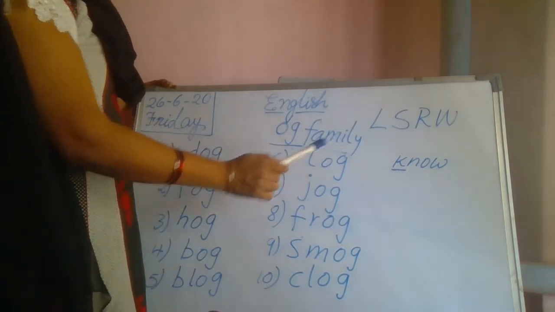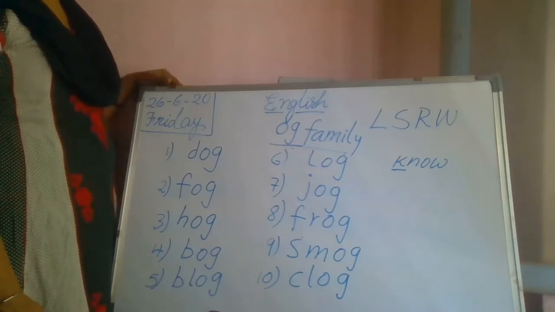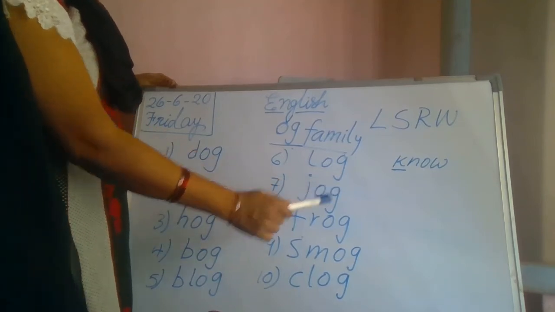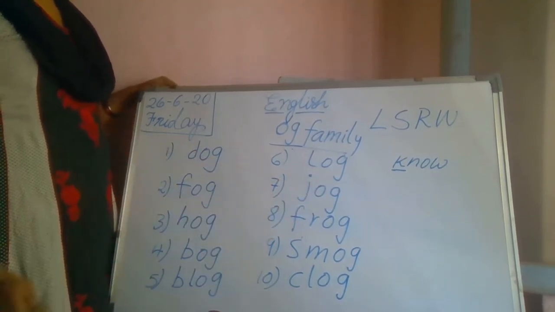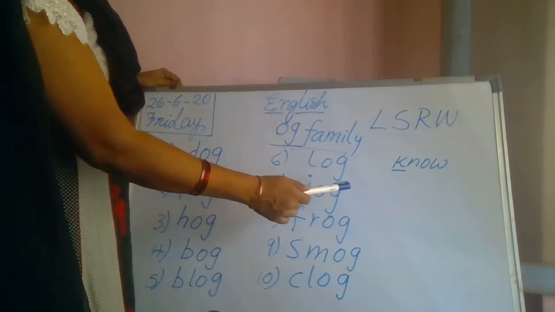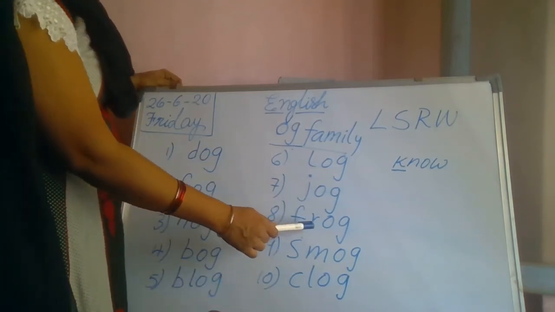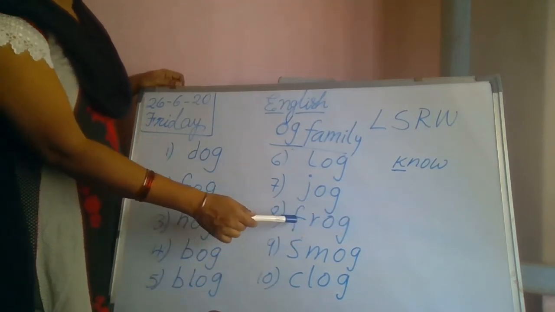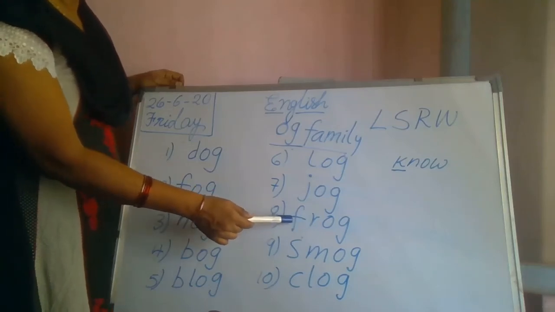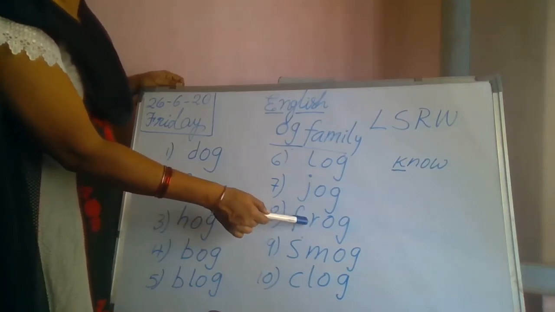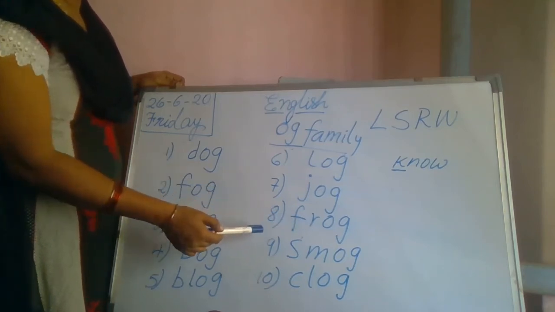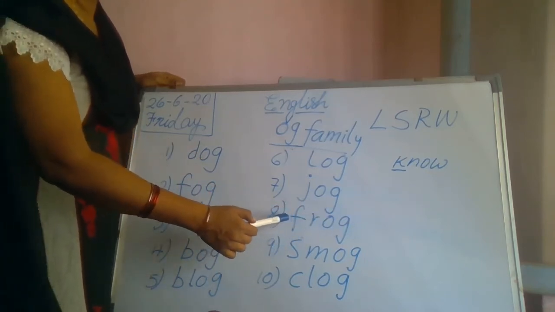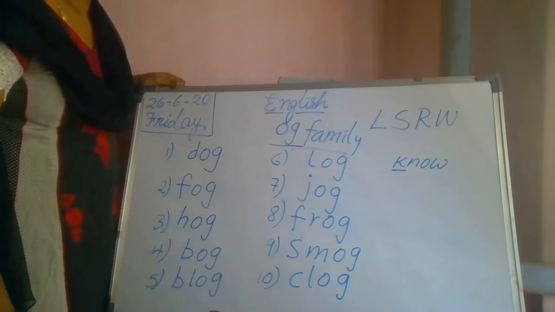L O G, log. What is the pronunciation? L O G, log. J O G, jog. Jogging. F R O G, frog. See, F R, fra. F gives the fa sound and R gives the ra sound. Join the two letters, fra. If we join these two letters with the og family, how can we pronounce it? F R O G, frog.